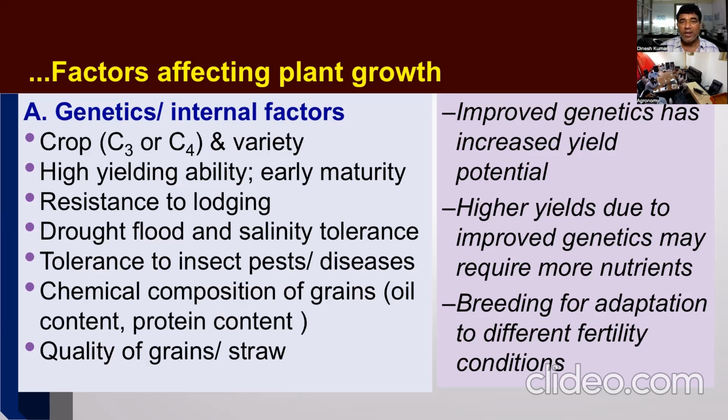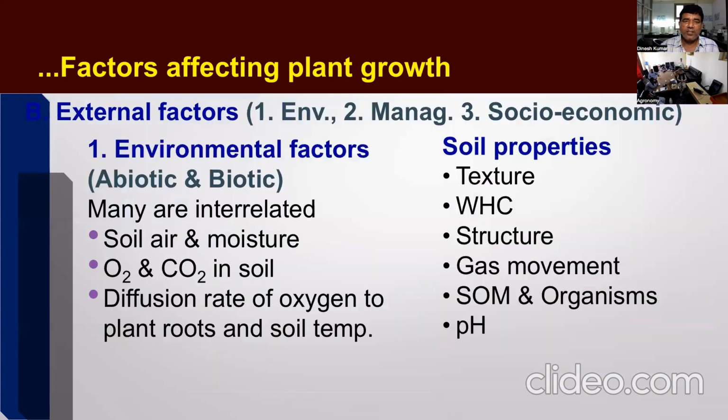Protein content, quality of grains and straw. As I told you before, generally speaking, if you want better quality, then definitely the total growth will be less. If you want less quality, then you can have more growth. It is a very subjective thing. So you can see improved genetics has increased the yield potential. Higher yields due to improved genetics may require more nutrients. Now, we want more growth, but at the same time, for getting more growth, we need to supply more inputs under those conditions.